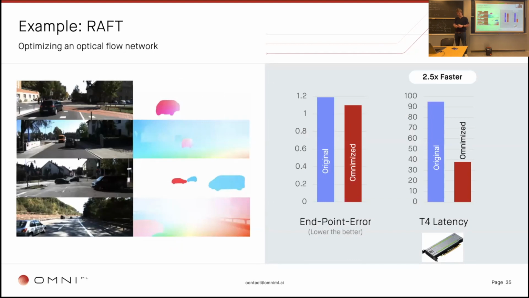And a final one, also a cool application, is optical flow networks. They basically allow you to estimate how pixels or objects are changing over time. Super cool. And what's interesting here is that we actually get a 2.5x speedup, even on a T4. The T4 is a cloud inference chip from NVIDIA. So that's also really interesting.